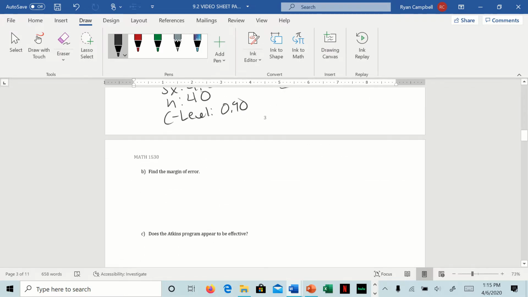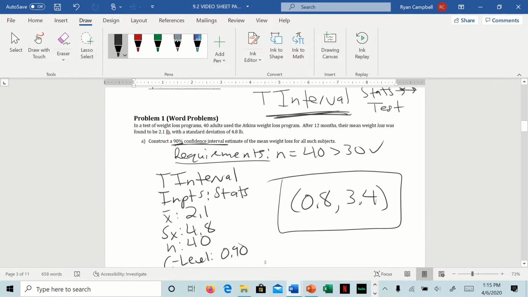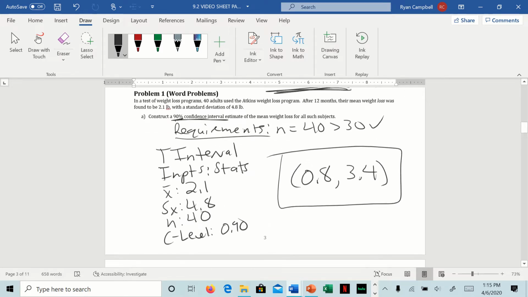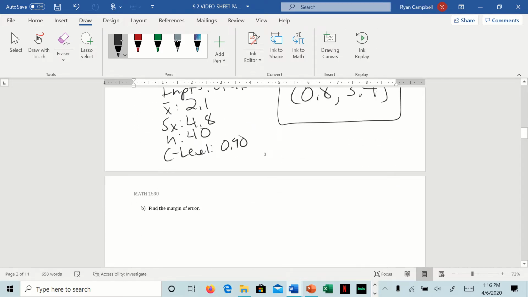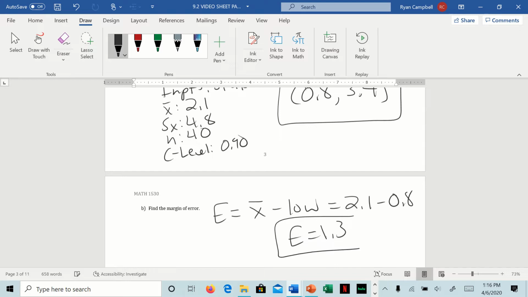Now we want to find the margin of error. So again, just like in example number 1, all we need to do is take our x bar, our statistic, and subtract the low number. So 2.1 minus 0.8, and we see that E is 1.3. Good.